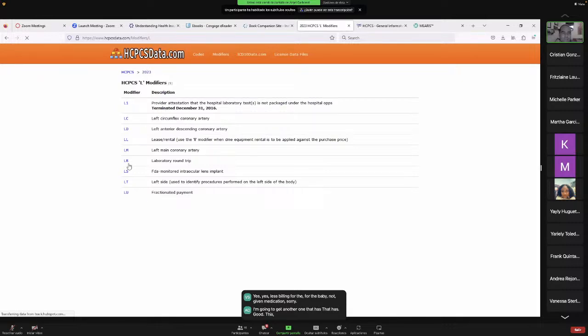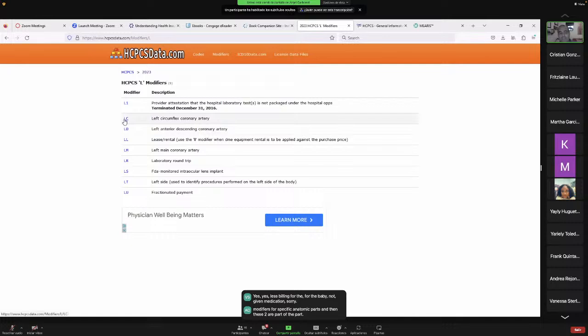These L's are for the arteries in the heart. So L1, not here. LC is for the left circumflex coronary artery. LD is for the left anterior descending coronary artery. Again, you don't need to know the actual anatomy. You need to know that there are specific modifiers for specific anatomic parts. And then these two are part of the heart.